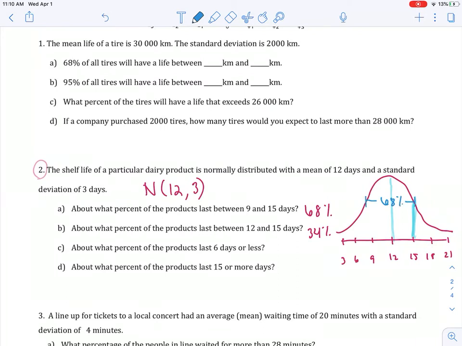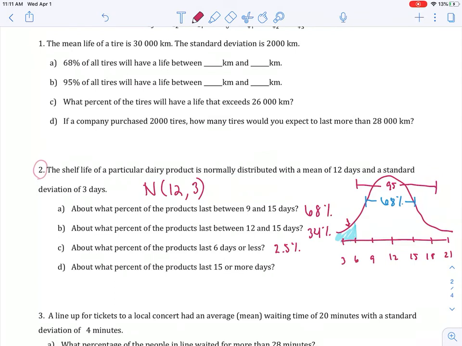Okay, about what percent lasts 6 days or less? 6 days or less. That would be right here. That's one of the tails. I would know that from here to here is 95. Within 2 standard deviations is 95. So I have a total of 5% in the tails. In other words, this tail right here has 2.5%. 2.5% of the products last 6 days or less.